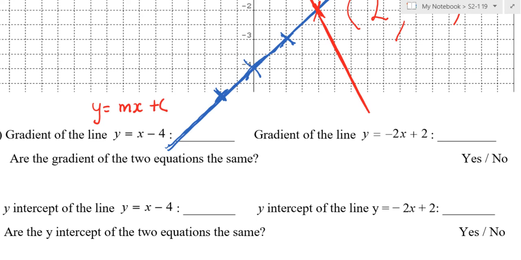Do you know what is the gradient, Jolie? Do you know what is the gradient of y equals to x minus 4? Your job is to compare the number in front of x with this. What's the number in front? Do you see it's 1? So what's the gradient? Number 1.